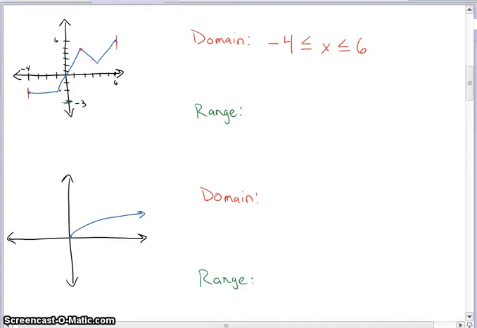So negative 2 is the smallest y value. What's the largest y value? So I'm looking at negative 1, 0, 1, 2, 3, 4, 5. That's pretty high, but 6 is where it ends. And again, the y values are in between those two. I use an equal to because it includes that point. That point is included.